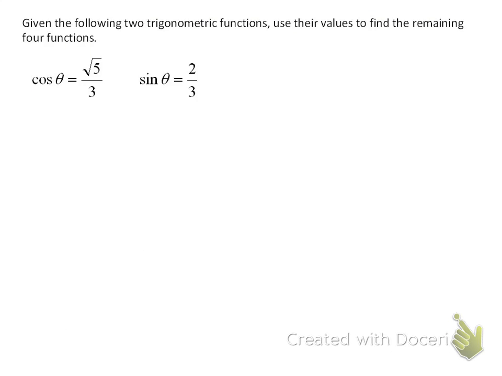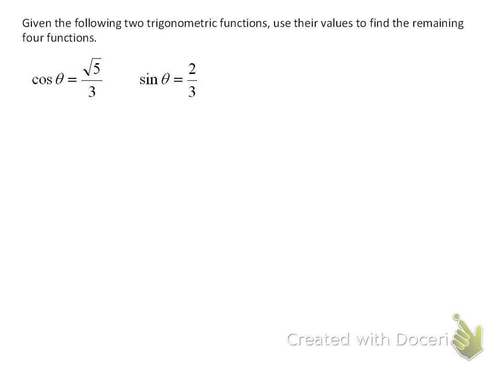All right, so here's your first example. Given the following 2 trigonometric functions, use their values to find the remaining 4 functions. So I give you the cosine function. I say that the cosine of theta is square root of 5 over 3. And I give you the sine function. I tell you that the sine of theta is 2 over 3. So now we need to use those 2 values to find all of the others. And the first one that we're going to find is the tangent of theta.